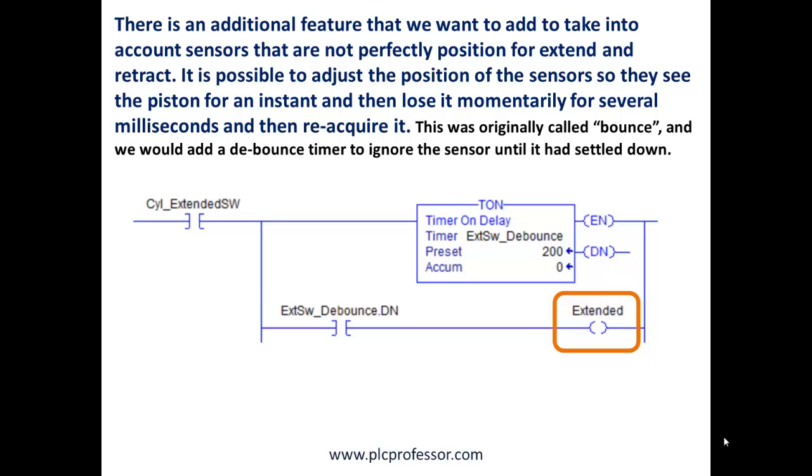Again, we use a timer instruction to create this delay, and the done bit becomes the actual event in place of the sensor that initiates the timer instruction. So if you look at this a little closer, you'll see when the cylinder extend switch is made, it enables a timer, and 200 milliseconds later, that's a fifth of a second, the done bit comes on and turns on the extended bit. So the extended bit is now our sensor, not the extend switch. We have a 200 millisecond delay in there that allows us a little leeway on the adjustment. So let's add this to our existing logic.